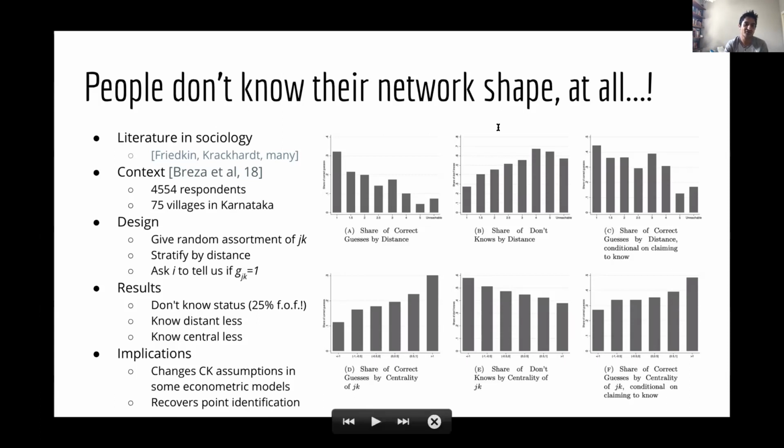And so in the first set of panels on top, the x-axis is the distance between Tito and the two people we're asking him about in the graph. So distance 1 means they're both his friends. Distance 2 means they're friends of friends, and so on. Okay. What we see is that the share of correct guesses by distance, while it's highest for his friends of friends, he's only correct like 33% of the time.